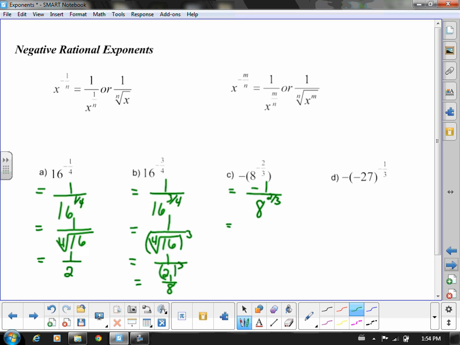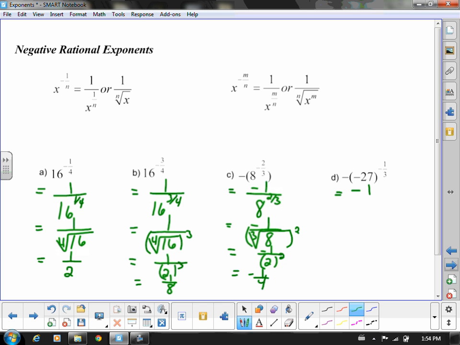I don't really need the bracket right now because there's no negative associated with the 8. So I have negative 1 over the cube root of 8 all squared. So we have negative 1 over 2 all squared, which equals negative 1 over 4. You can definitely use your calculator to check these answers to make sure they're right, but just make sure you have the fraction and the equivalent decimal if you're going to do that.